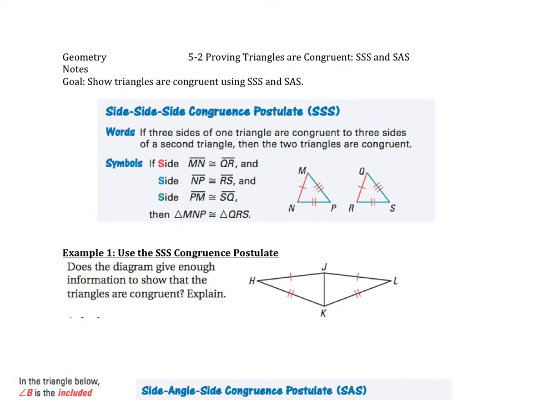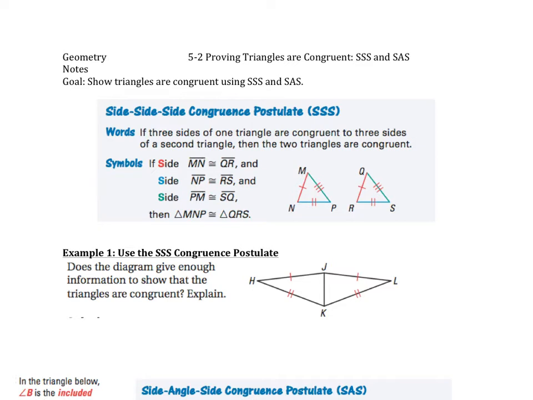5-2, proving triangles are congruent using side, side, side, and side angle side. So in the first section, we said that triangles were congruent if all 6 pairs of corresponding parts were congruent. So that was the 3 pairs of corresponding angles and the 3 pairs of corresponding sides. Now we're going to move into theorems and postulates that allow us to prove triangles are congruent without needing all 6 pairs of corresponding parts.